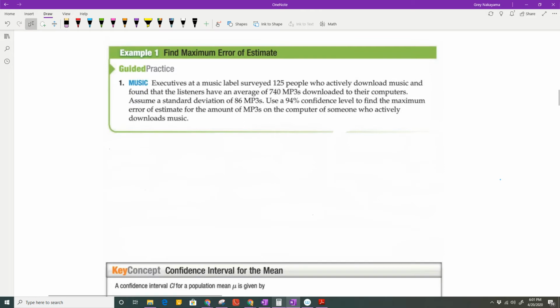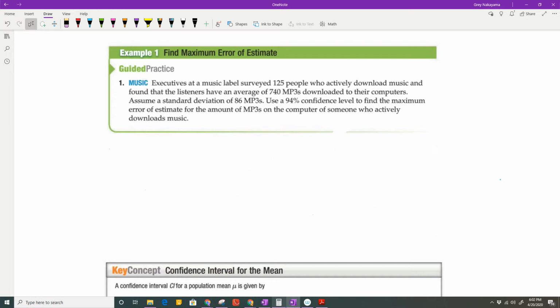The first problem that we have is to find the maximum error of estimate. Executives at the music label surveyed 125 people who actively download music and found that listeners have an average of 740 MP3s downloaded to their computers. That would be the old way of downloading music. I don't know if anybody does it anymore. Anyway, assume a standard deviation of 86 MP3s. Use a 94% confidence level to find the maximum error of estimate for the amount of MP3s on the computer of someone who actively downloads music.